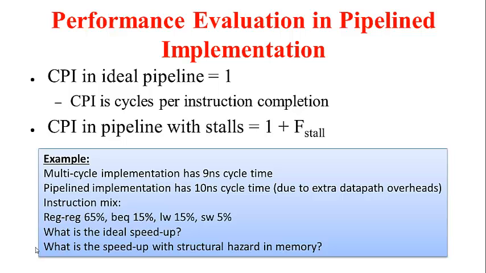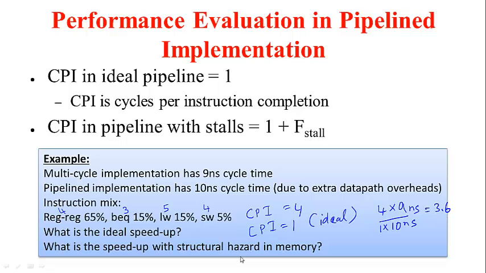Well, first we need to calculate the CPI in the multi-cycle implementation. Note that in the multi-cycle implementation, register instructions take 4 cycles to complete, BEQ takes 3, load word takes 5 and store word takes 4. If we compute a weighted average with these percentages, we will find that the CPI in the case of multi-cycle will be 4. Of course, in the ideal pipeline, CPI will be 1. So in this case, the speed up will be nothing but 4 times 9 divided by 10. This will be 3.6.